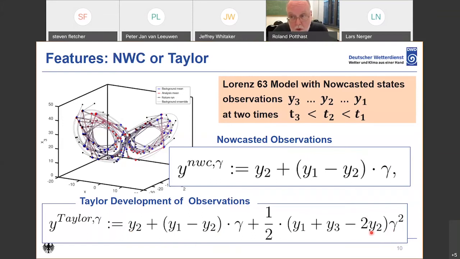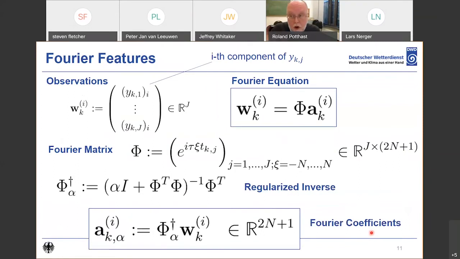So my third example I tested is Fourier features. Basically, for each of the observations, you have an observation vector. I call the component EI here, and YK1, YK2, etc. is the temporal evolution going backwards in time through your assimilation window. And you get basically an array for each component of the observation over time.